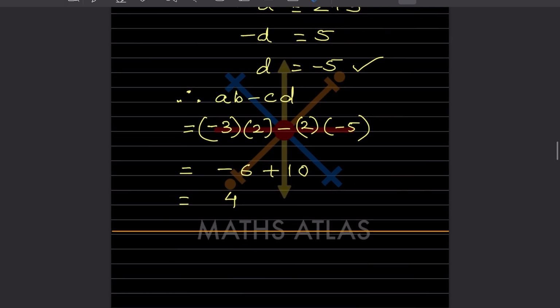You have to be very particular about this one because you might lose the marks. So you can also write this one. Therefore, AB minus CD is 4, because there is a marking scheme.